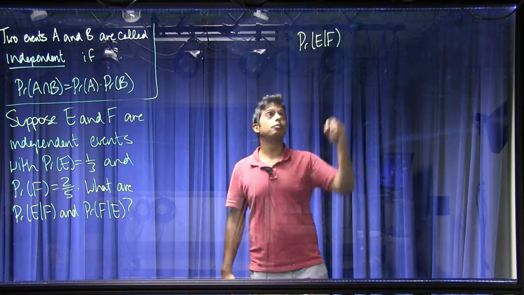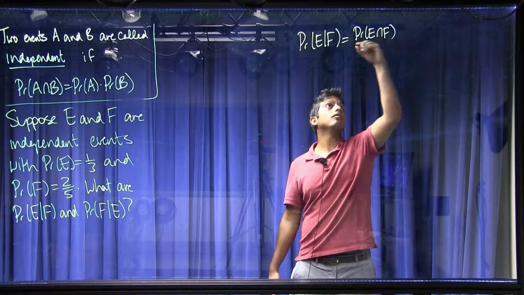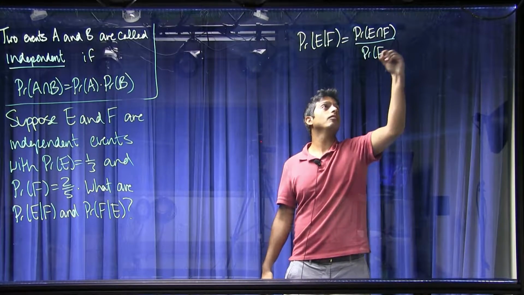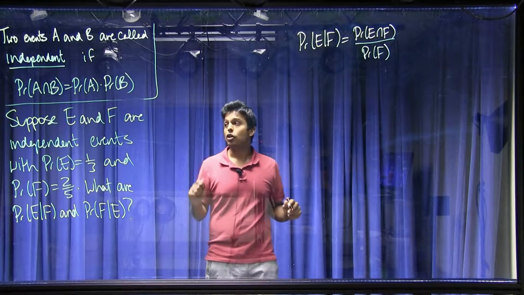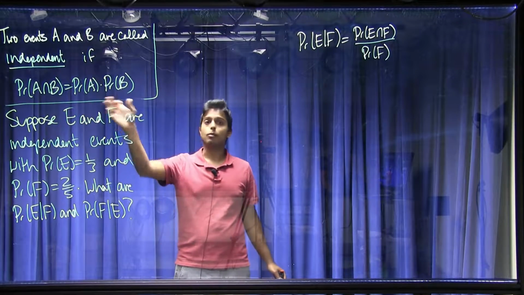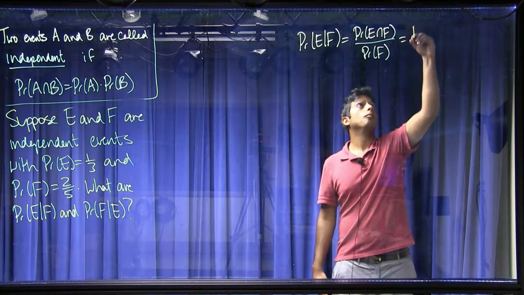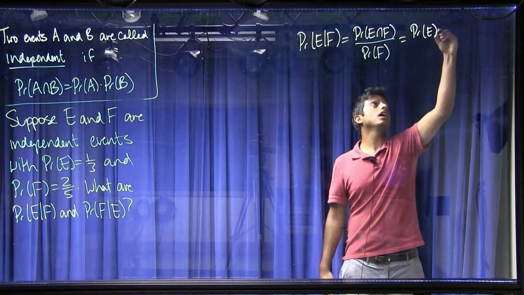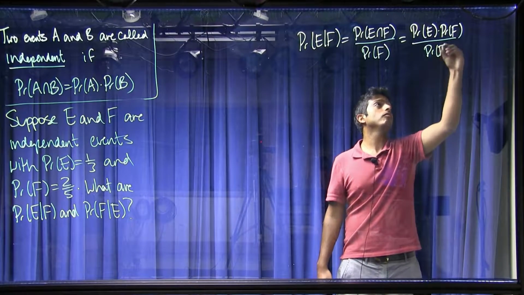So just by the conditional probability formula, this is the probability of E intersect F divided by the probability of F. Alright, now we know that E and F are independent. So that means the probability of their intersection is equal to the product of the probabilities of each of those events. So this is just the probability of E times the probability of F divided by the probability of F.